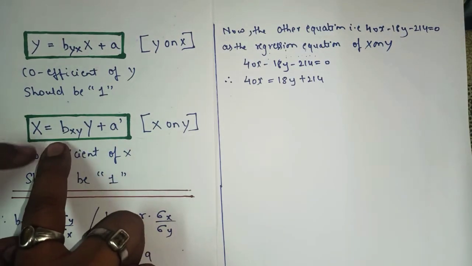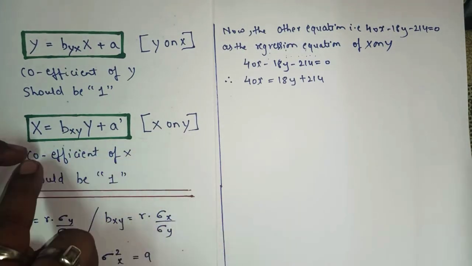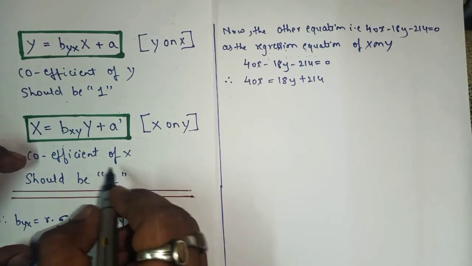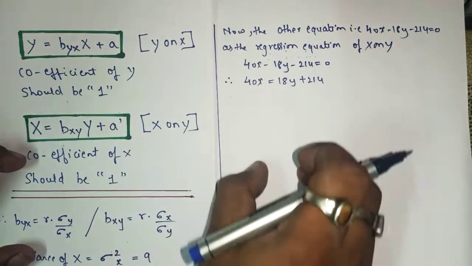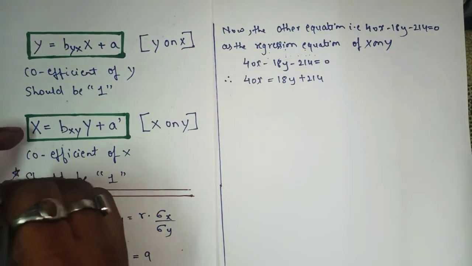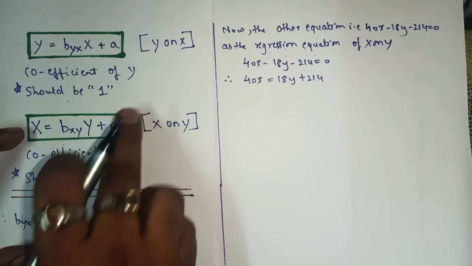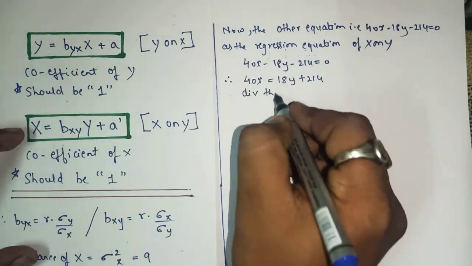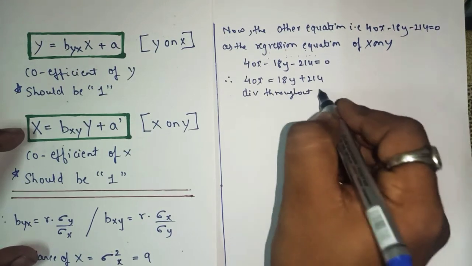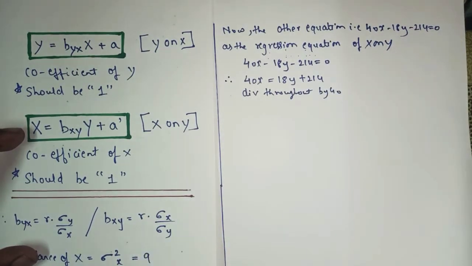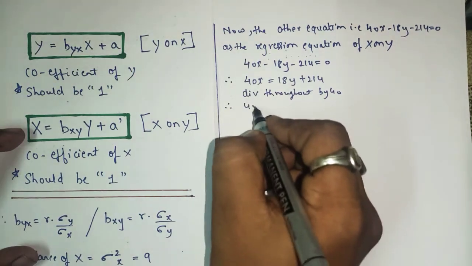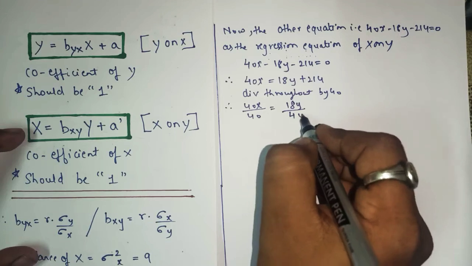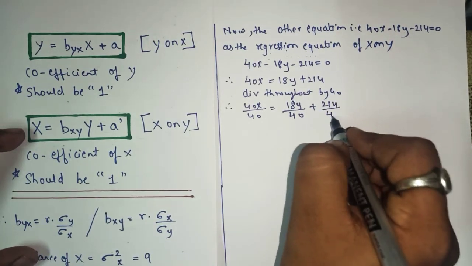If you want to convert the particular equation into x on y, see to it that the coefficient of x should be 1 in each and every case. Without making the coefficient 1, you cannot solve the sum further. Remember this, this is a very important point. The coefficient of x and y should be 1. So here what I will do is divide throughout by 40. So this will be 40x upon 40, 18y upon 40 plus 214 upon 40.